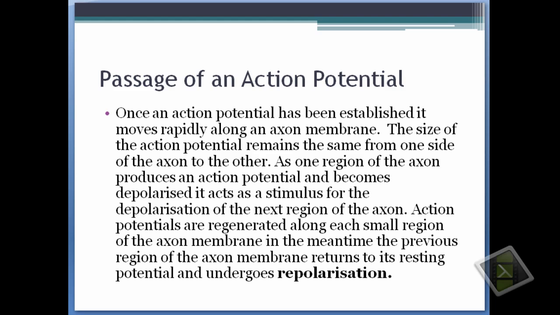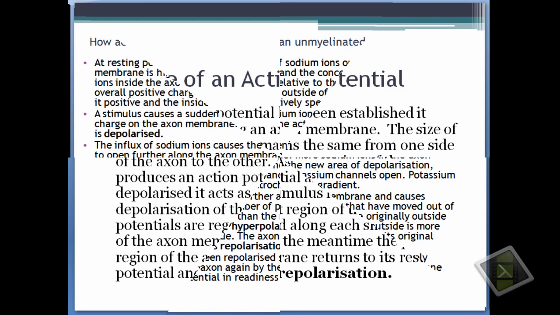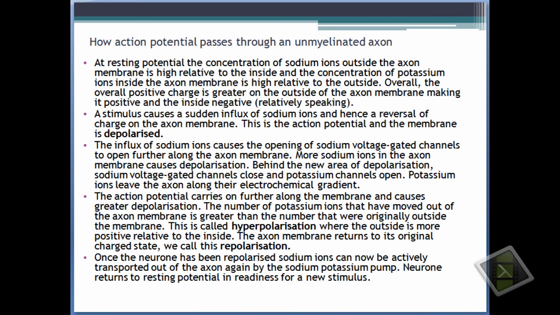As we know, the concentration of sodium ions is always higher on the outside of the axon membrane relative to the inside of the axon membrane, and the concentration of potassium ions is higher on the inside of the membrane than on the outside. So we can say that the outside of the axon membrane is positively charged and the inside of the axon membrane is negatively charged. Remember that these are relative.